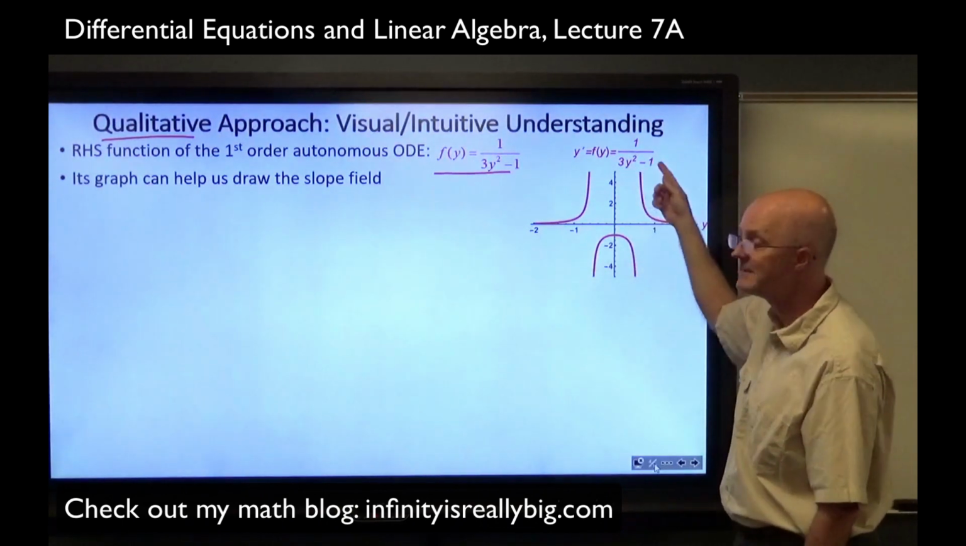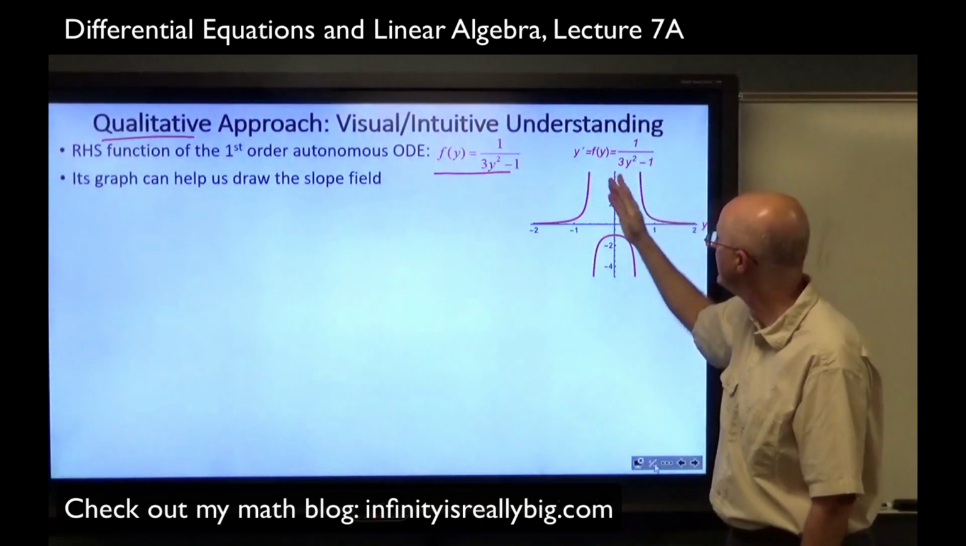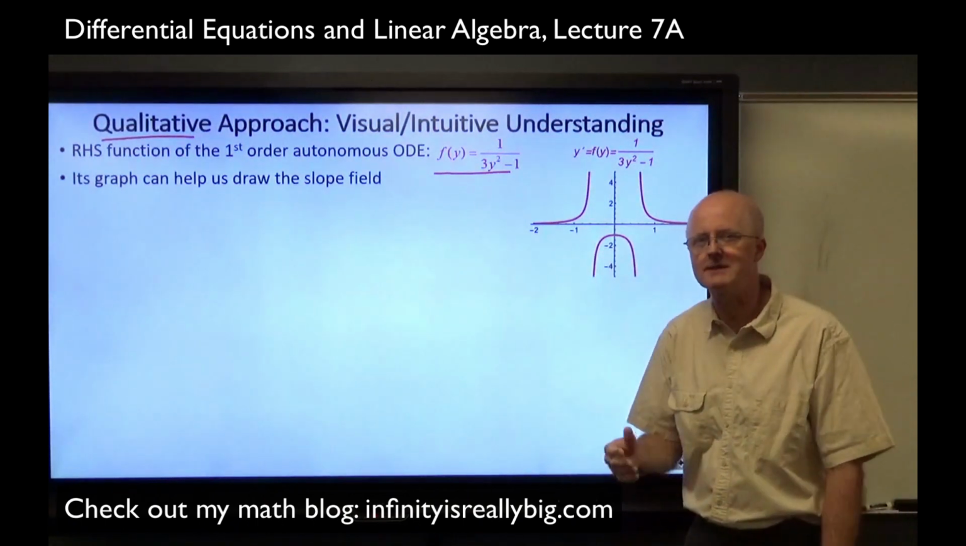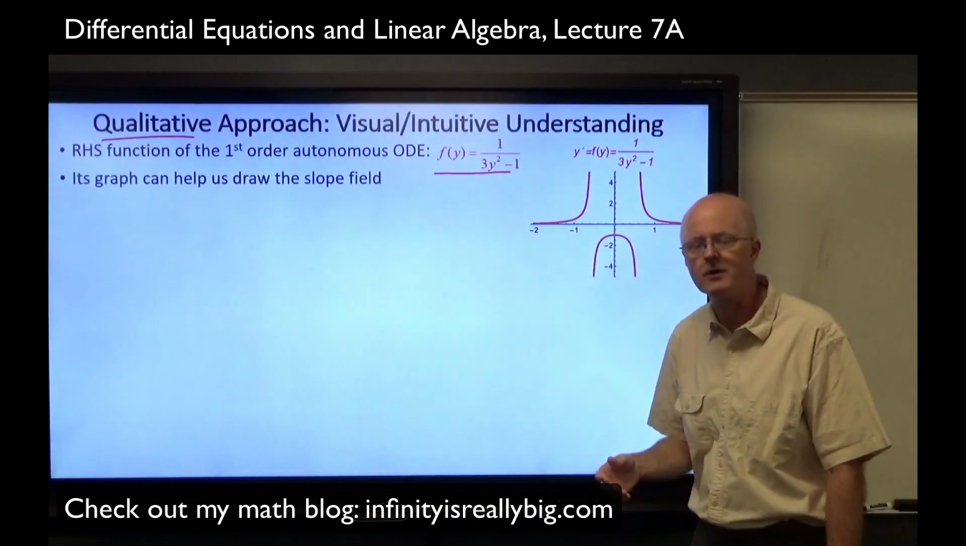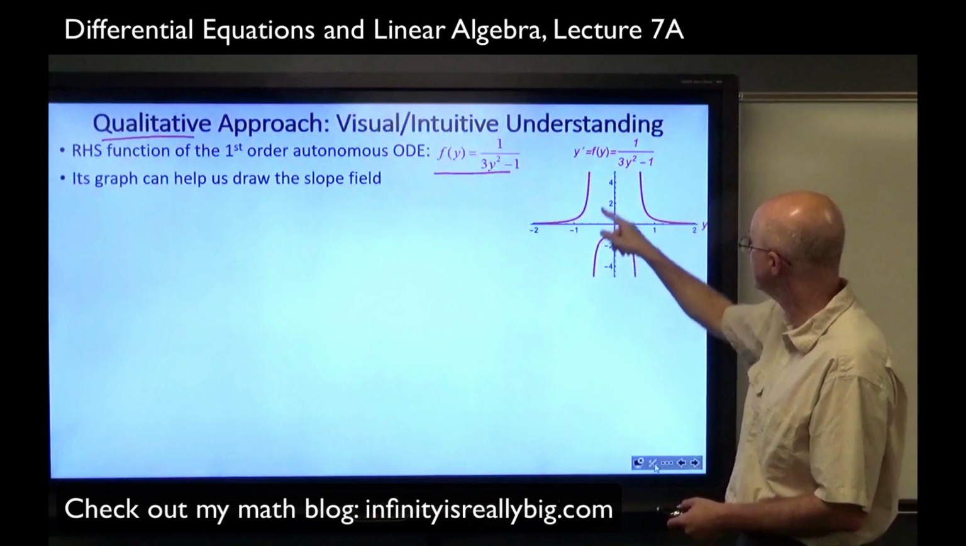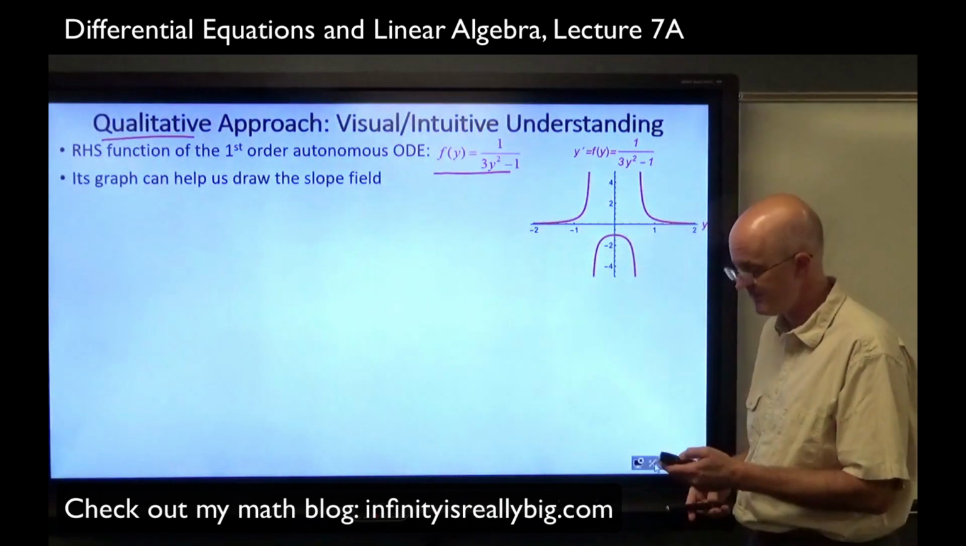It does have vertical asymptotes where the bottom equals 0, here and here, which, if you think about it, 3y squared minus 1 equaling 0, that would be when y squared is 1/3, or y is plus or minus 1 over root 3. That's where these vertical asymptotes are going to be.